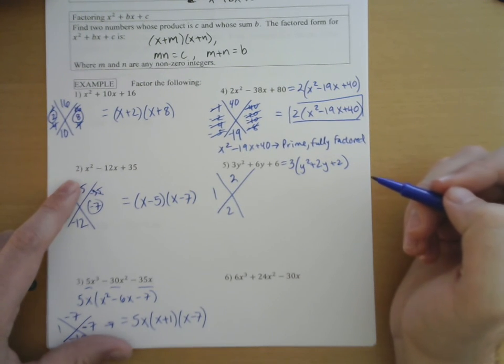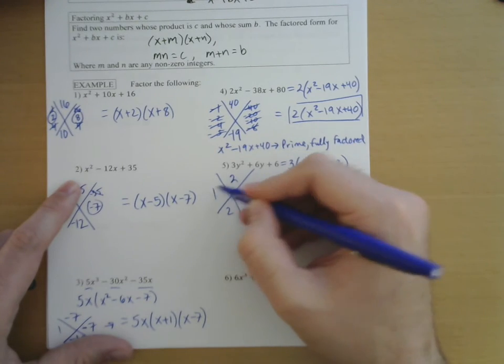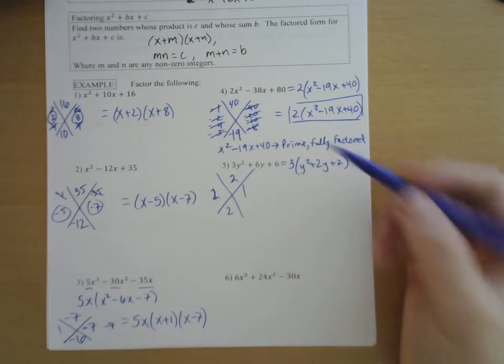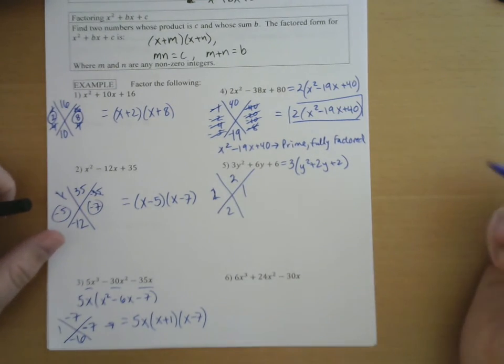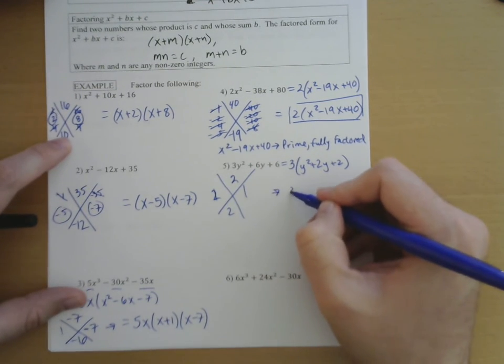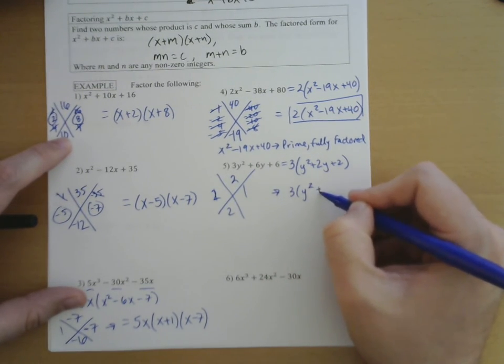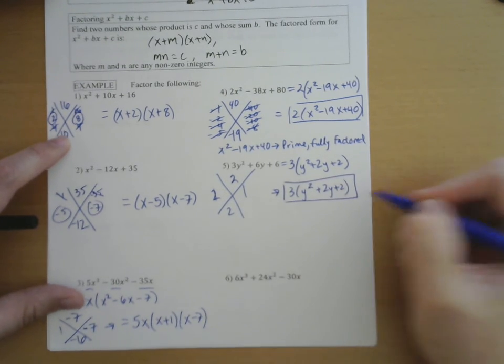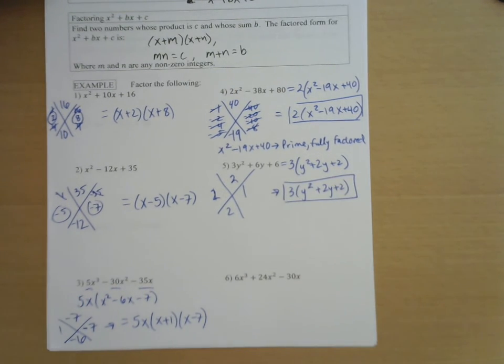That doesn't work the same way that I'm thinking. The only factors of 2 are 2 and 1. And they certainly don't add up to 2. So once again, our final answer is 3 times y squared plus 2y plus 2. That is fully factored, just like number 4 was.